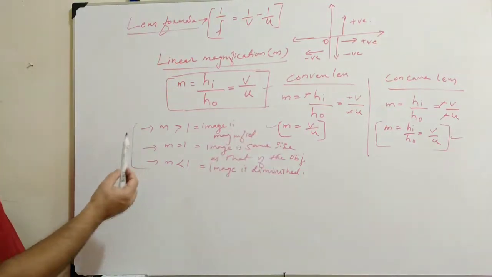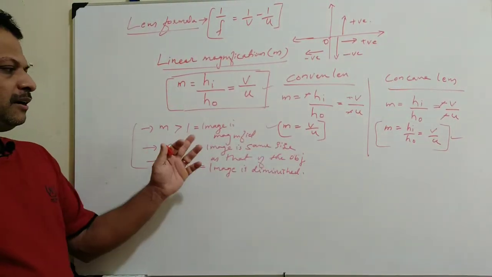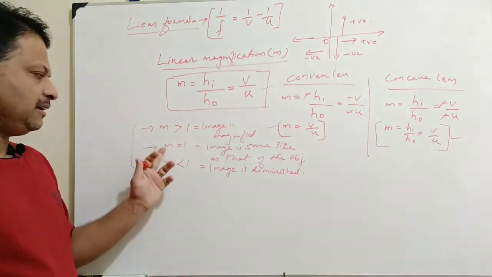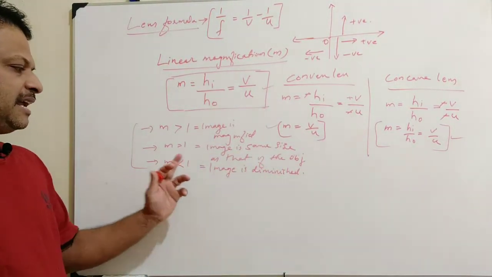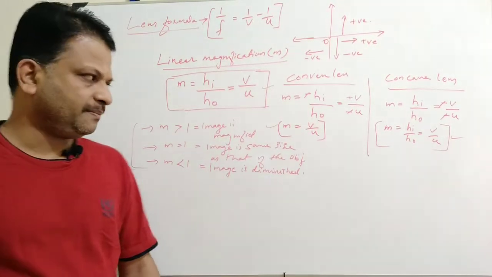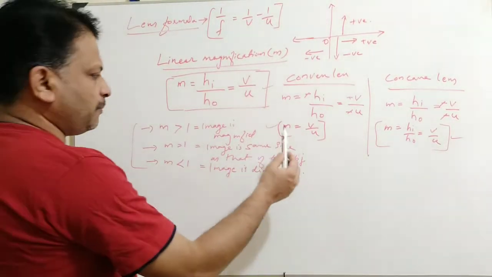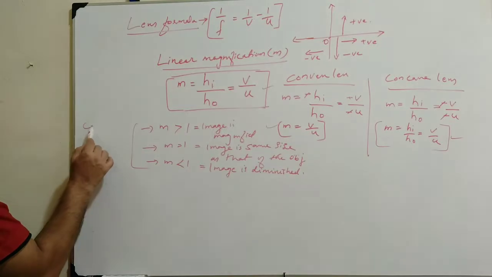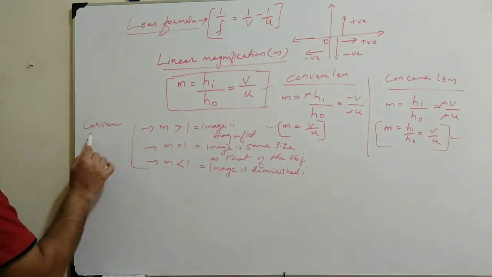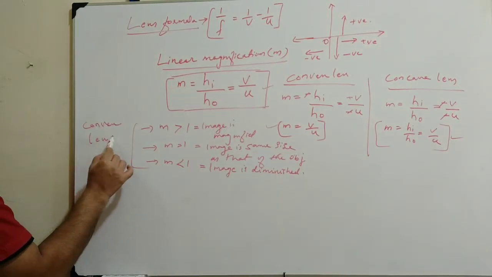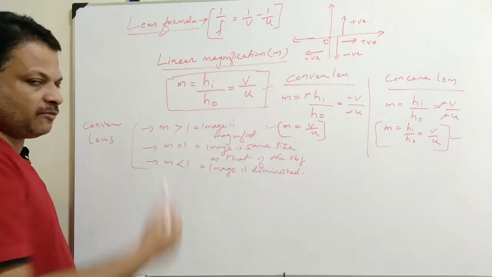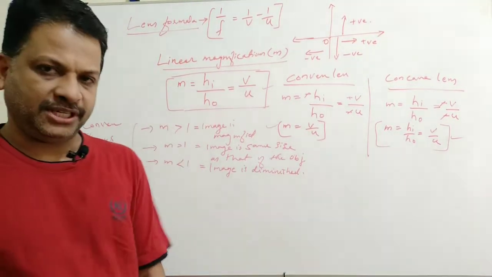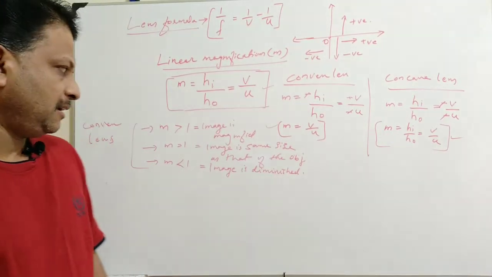So if you are getting the value of m greater than 1, we conclude that image is magnified. If m is equal to 1, image is the same size as that of the object. If m is less than 1, image is diminished. So all these cases are possible in case of a convex lens. In case of a convex lens, m can be greater than 1, equal to 1, or less than 1, depending upon the position of the object, okay.